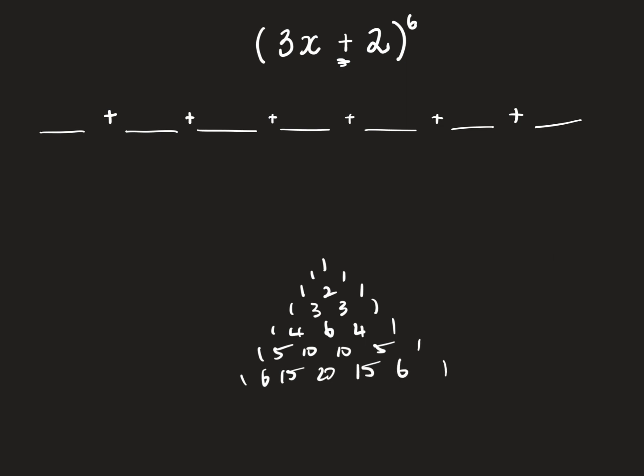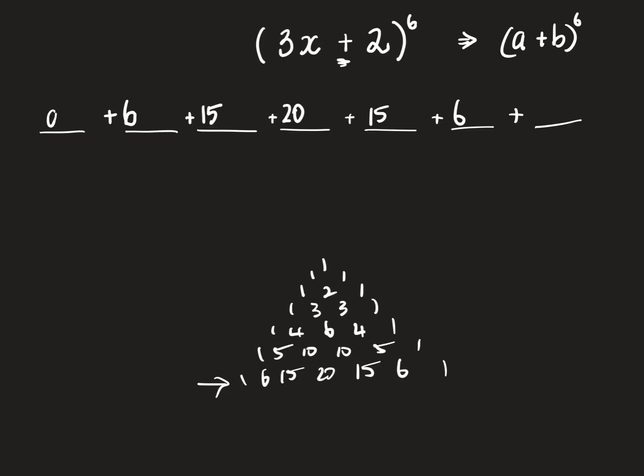Okay, there it is there. That is the row we want because it's power of 6. And I'm going to put in those coefficients: 6, 15, 20, 15, 6, and 1. Now, I'm actually not going to worry about that expression as it is yet. Instead, I'm going to think about (a + b) to the power of 6.